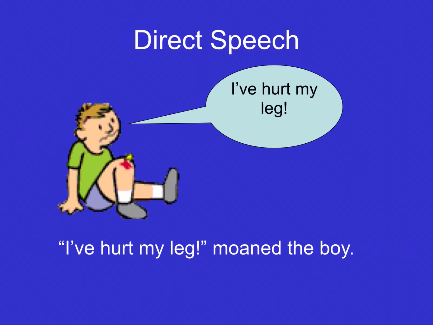We are going to look into some examples of direct speech. Like here, we have got a boy that you can see in the picture. He's saying, "I have hurt my leg!" As you can see, there are quotation marks there, or the speech marks. The I is a capital letter. Because he exclaimed, there's an exclamation mark.